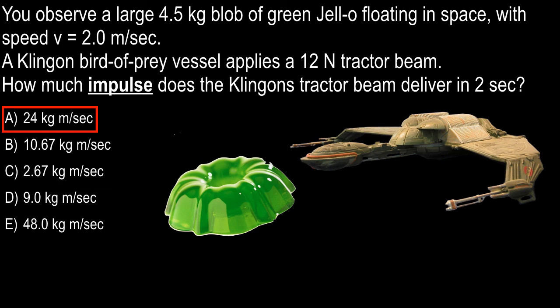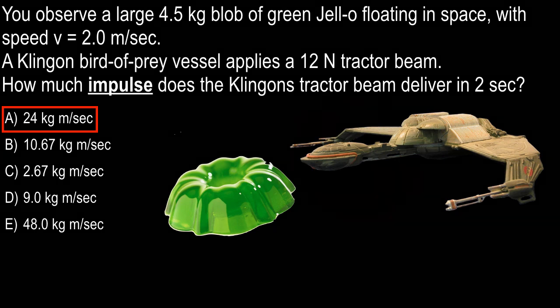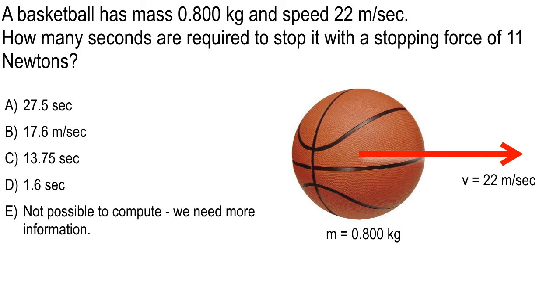All right, next one. Now this one, I want you to calculate a stopping time. This is just like the coin problem, except we've got a basketball with 0.800 kilograms of mass. I haven't specified a direction here, so just do it all with positive signs everywhere. It should be all right, because the stopping force is always going to be opposite the initial velocity anyway.